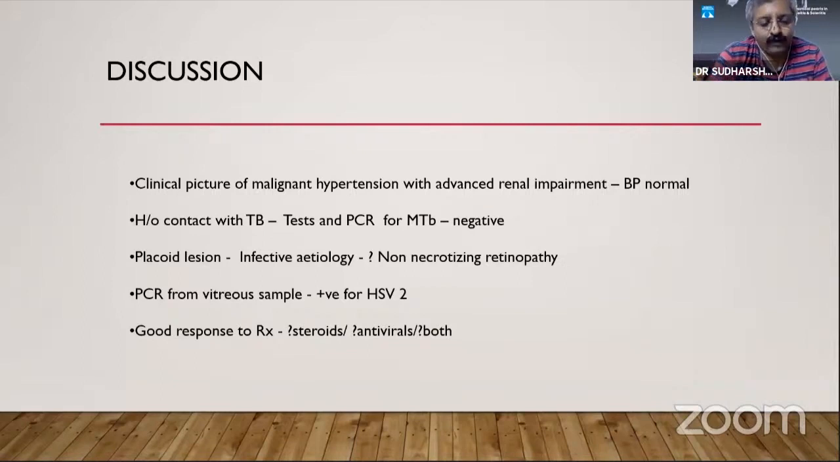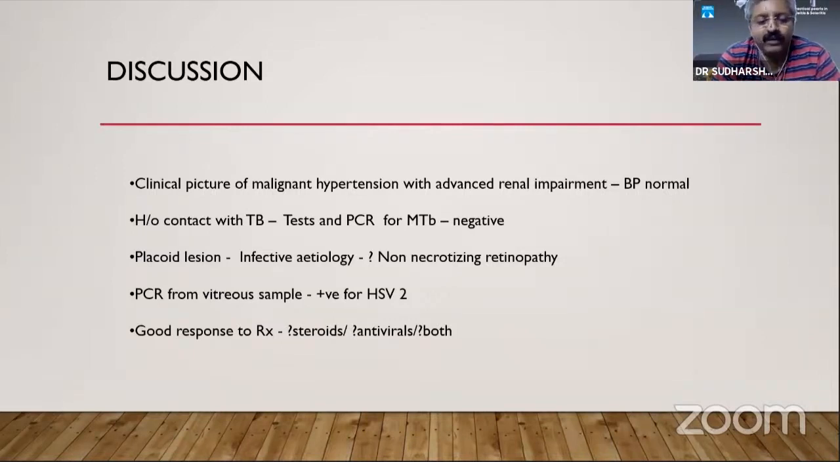So if at all, we are looking at the history of contact with TB, but tests and PCR for MTB are negative. When you look at those lesions, they are probably outer retinal or maybe choroidal, we don't know. But it's looking mostly outer retinal, probably no CT. So TB was one thing, obviously in India we keep suspecting, and all these tests were negative for it. The placoid lesions, other infective etiologies were ruled out. Are we dealing with a non-necrotizing retinopathy was one of the suspicions. And when in doubt, we always keep thinking that intraocular specimen evaluation is the way to go when blood and ancillary investigations are not helpful otherwise.